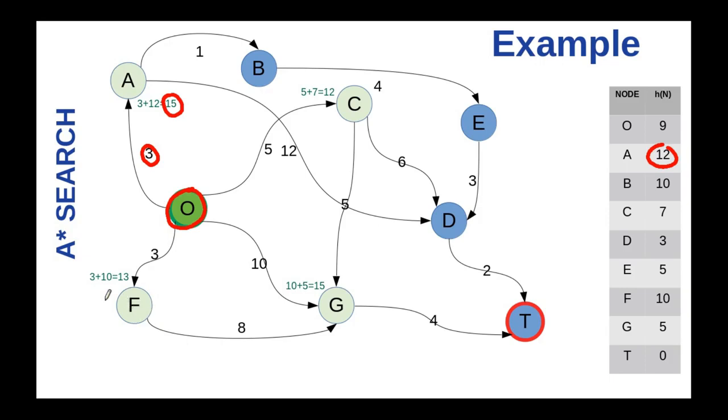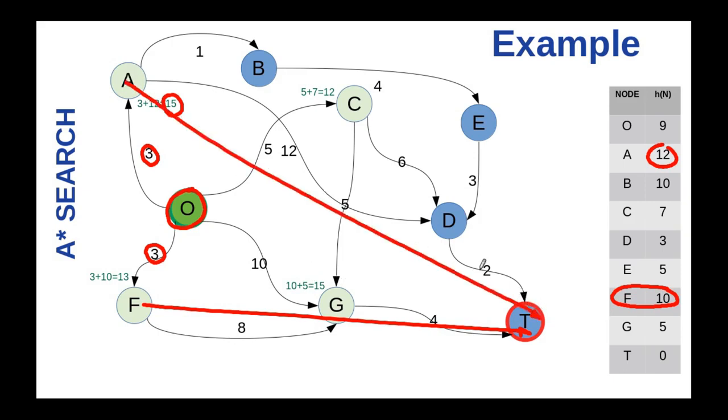Here for F we have 3 plus 10, because 3 is the cost of going from O to F, and 10 is the heuristics of F, because F is closer to T than A by means of the Euclidean distance, by means of the heuristics. So we choose the node C as a real candidate because here we have 5, that is the cost of going from O to C, plus 7, because 7 is the heuristics of C.